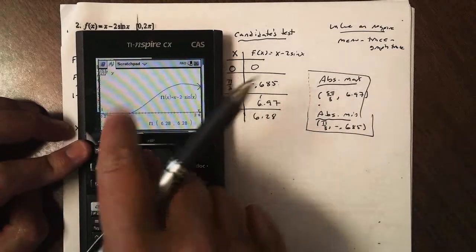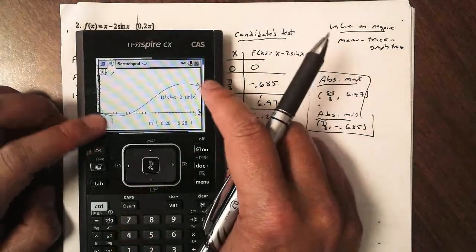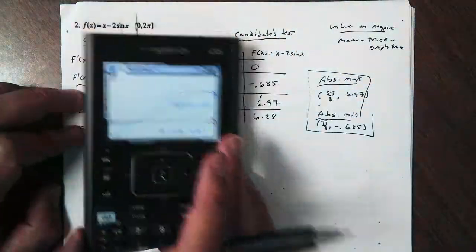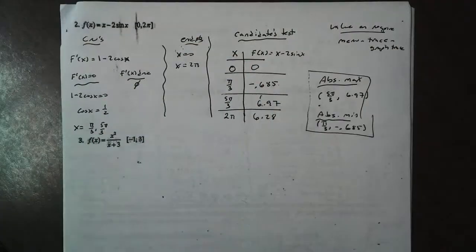But remember, what we're saying is, if there's an absolute max or min, it has to occur at either an endpoint or at one of the turnarounds. That's really what a critical number is finding for me. It's the turnaround point.